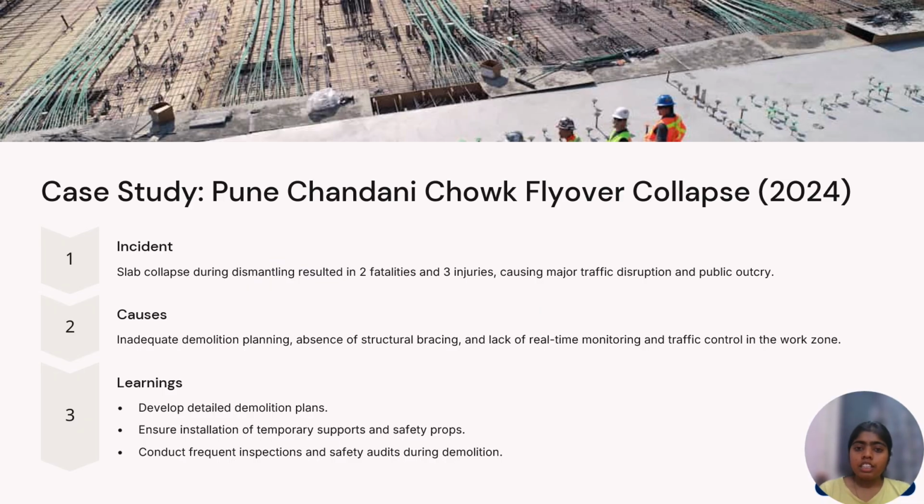Focusing on one of the case studies, as I mentioned earlier, the Pune Chandni Chowk flyover collapse from 2024. It is not, we can say, a collapse, but yes, it was an incident. A slab collapsed during the dismantling, resulting in two fatalities and three injuries, causing major traffic disruption and public outcry. Causes: inadequate demolition planning, absence of structural bracing, and lack of real-time monitoring and traffic control in the work zone. Learnings: develop detailed demolition plans, ensure installation of temporary supports and safety roofs, and conduct frequent inspections and safety audits during demolition.